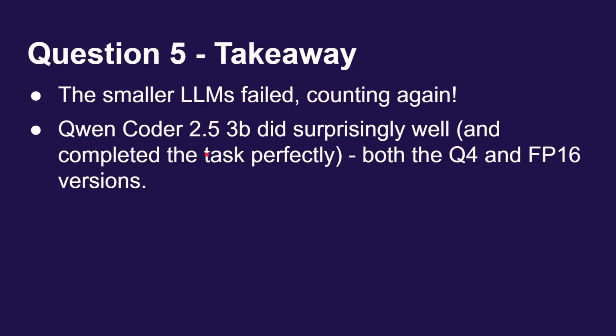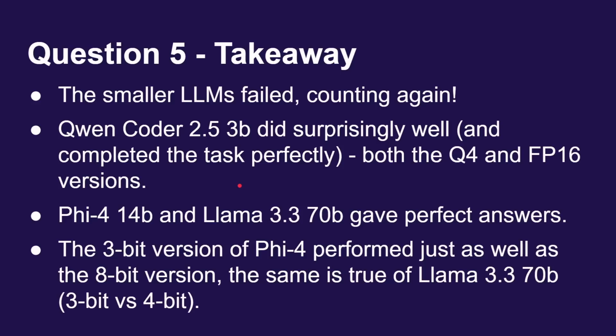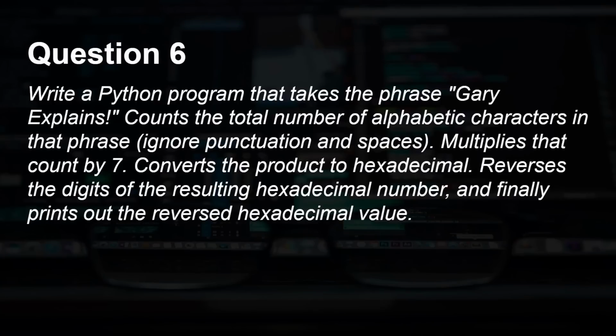Coda, really interesting, did a really good job. It's only a 3 billion parameter model. It did a really good job, both the 4-bit and the FP16 versions of it. And again, back to the old stable here, Phi 4 14B and Llama 3.3 both gave perfect answers. So these are always proving to give really good answers for many of these questions. The 3-bit version of Phi 4 again performed just as well as the 8-bit version, and the same again with Llama 3.3, 3-bit versus 4-bit.